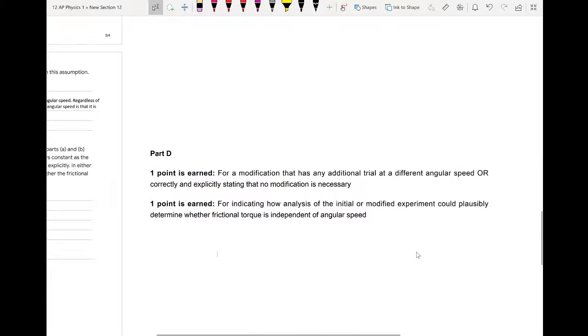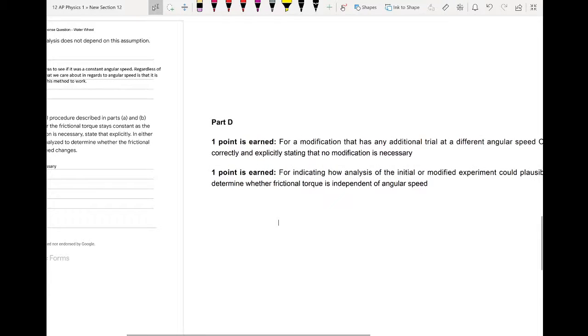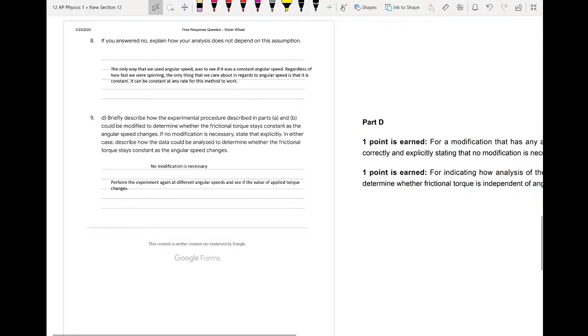And then for indicating how analysis of the initial or modified experiment could plausibly determine whether frictional torque is independent of angular speed, I guess we could say perform the experiment again at different angular speeds and see if the value of torque changes, like our applied torque. We could do it when we're really slow, or when we're moving pretty quickly, torquing the edge of our disk. If we're spinning fast and we get a different value than when we're spinning slow, we know that maybe this does have a dependence on angular speed, because we had to apply a different torque in order to get that constant speed again. So that should do it.